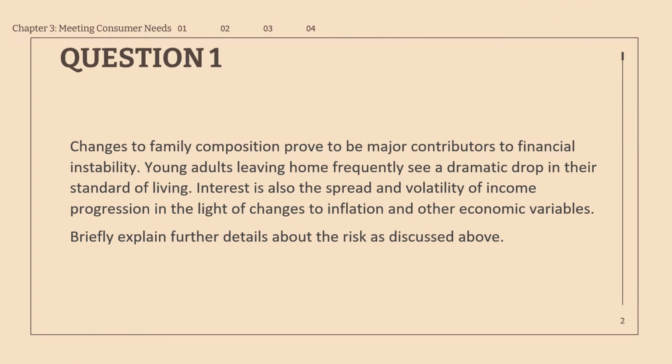So the first question is, changes to family composition prove to be major contributors to financial instability. Young adults living at home frequently see a dramatic drop in their standard of living. Interest is also the spread and volatility of income progression in the light of changes to inflation and other economic variables. Briefly explain further details about the risks as discussed above.